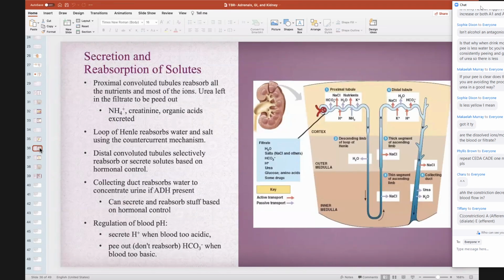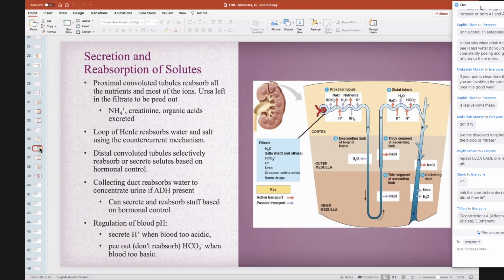Okay, so secretion and reabsorption of solutes. When we filter out everything, the good and the bad, what are we going to do with all that good? We don't want to get rid of it. We don't want to waste all that glucose that we spent energy to obtain. We had to find the food. We don't want to just get rid of the glucose all willy-nilly. There are some nutrients and different ions that we still want. So what's going to happen is most of the reabsorption.